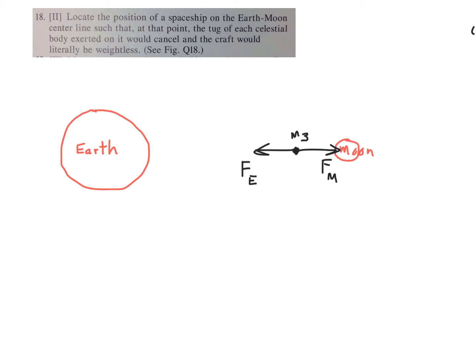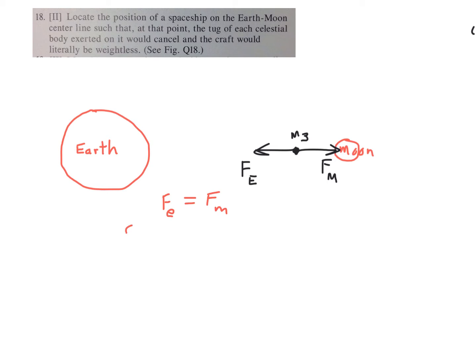I'm not drawing the forces that are being exerted by the spacecraft on the Earth or the Moon because we're only looking at the spacecraft here. And what we want is F sub E, the force that the Earth exerts, to equal the force that the Moon exerts. And it's Newton's law of universal gravitation in both cases.